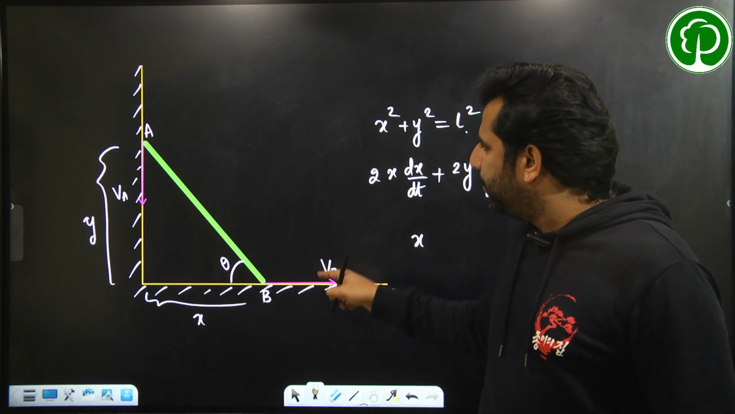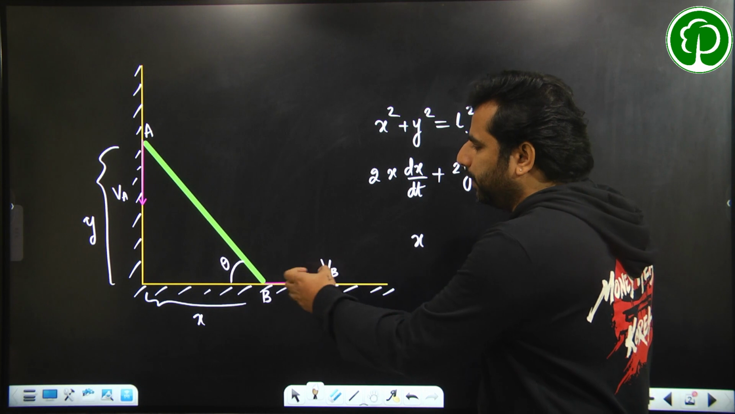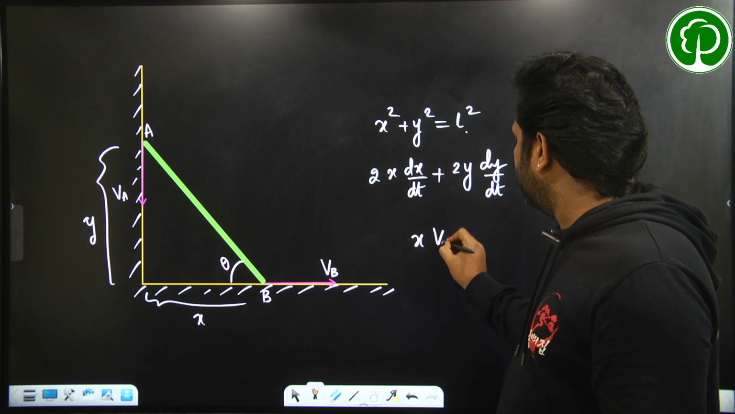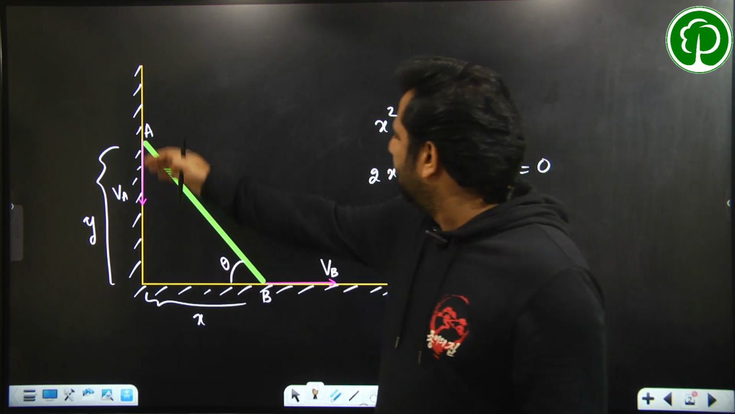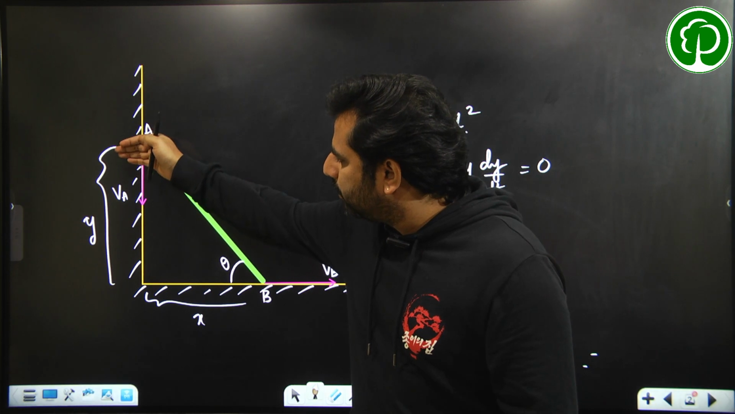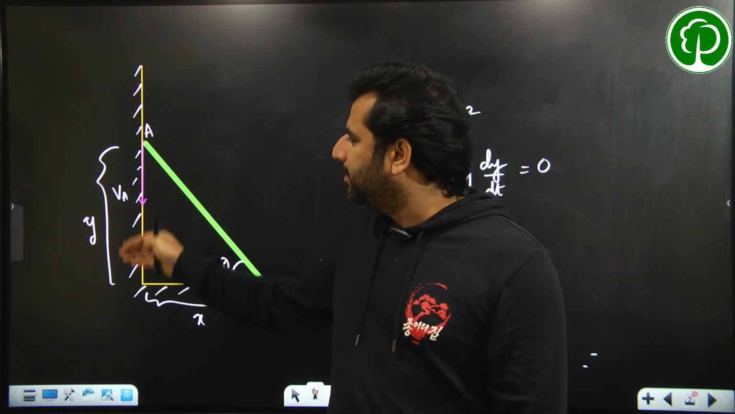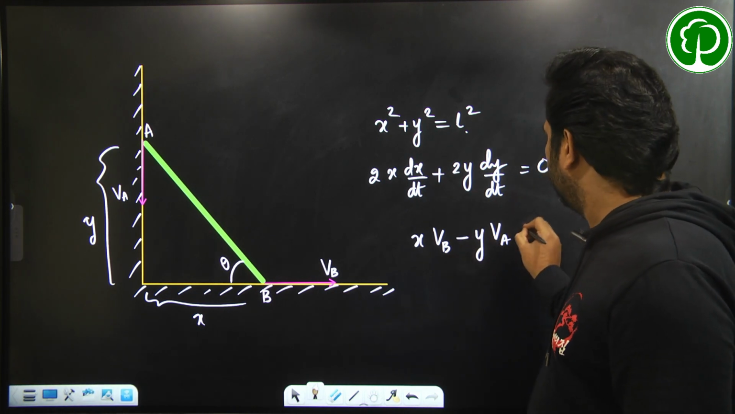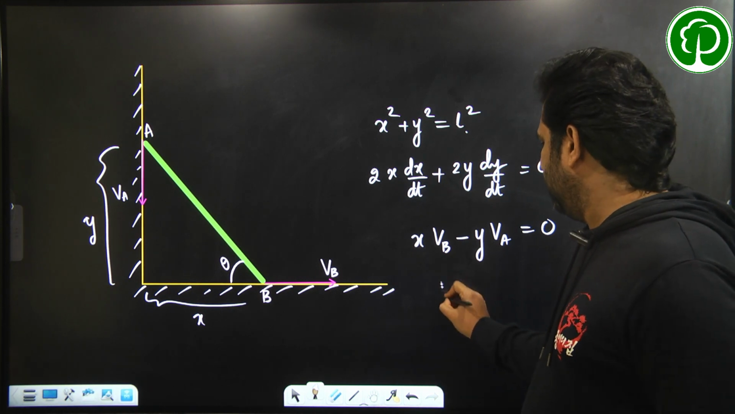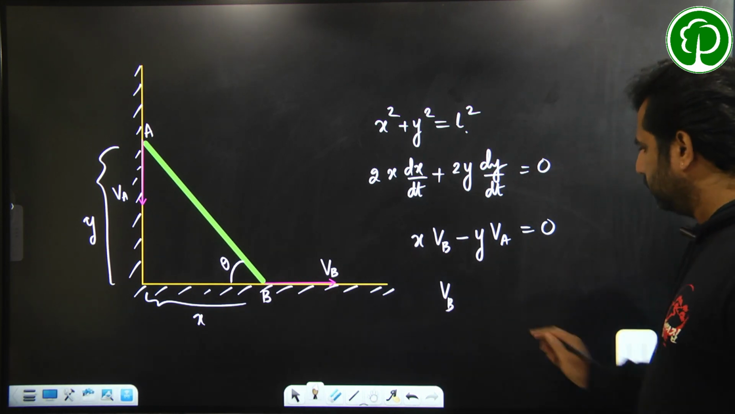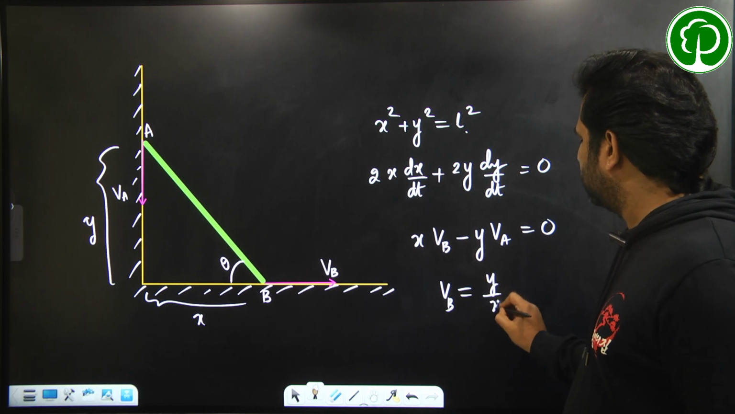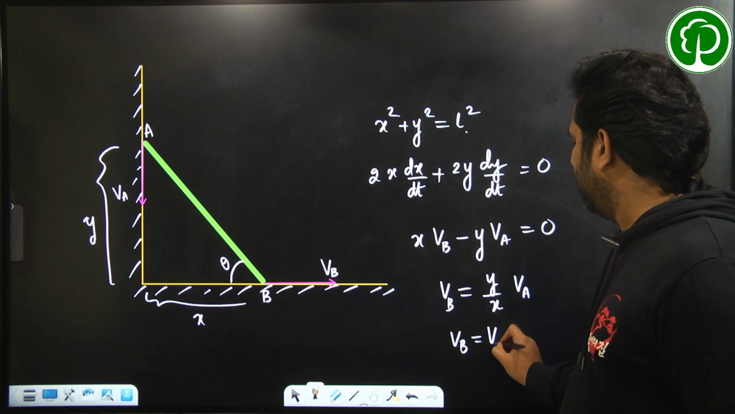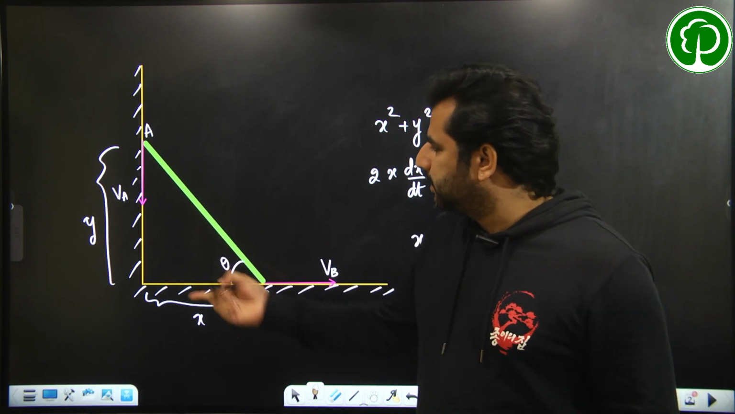So x into dx by dt, the rate at which x changes. Given the directions of VA and VB, VB is in the direction of increasing distance x, so dx by dt is positive. So I'll write dx by dt to be plus VB, whereas dy by dt, the direction of VA is in the direction of decreasing y. So y is decreasing, so dy by dt is negative. So I'll write dy by dt as minus VA, which is equal to 0. So VB is equal to y by x into VA. So VB is equal to VA. In the figure, y by x is tan theta.